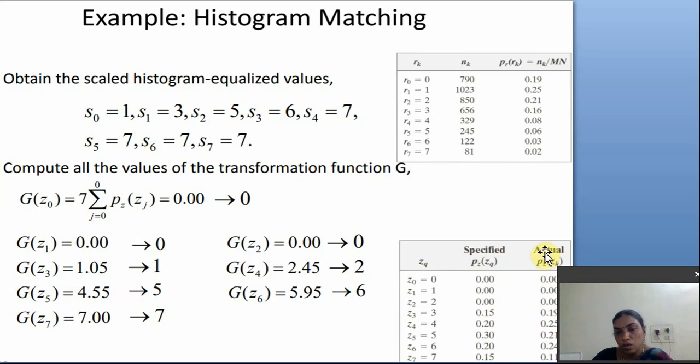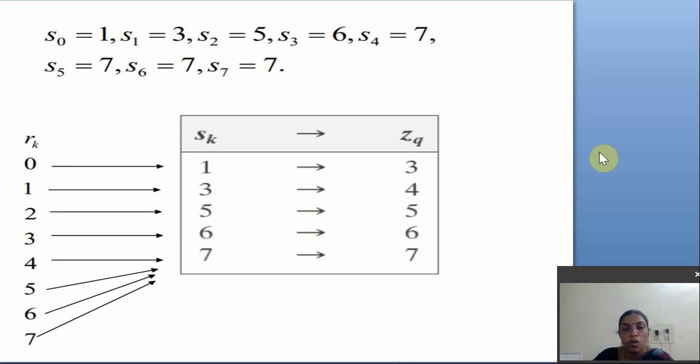from this, for the actual values, we have the S0 to S7 values, and then from the specified histogram we have the G of Zq values. Okay, like this. Now here you should map these two values and then get the desired histogram or enhanced image. Now see this. S0 to S7 values are there. We should map between SK and ZQ.